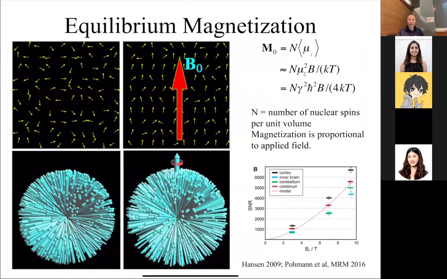So remember, the job of the main magnet, which was on the quiz, was to create polarization. When we apply a strong magnetic field, we have some equilibrium magnetization, and that's our signal to work with. So without that, there's really no net signal. If we had no magnetic field, then there'd be no net signal.